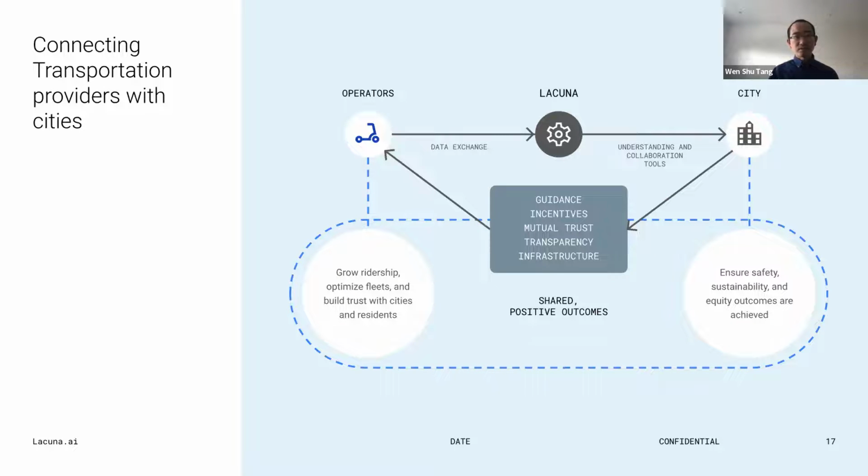On one hand, we have the operators, and those are e-bike providers. They can be taxi providers, scooter providers, last mile as well as long haul solutions, and in the future, drones and robots. On the other hand, we work with cities. We mainly work with cities in the US, at the city level and county level Departments of Transportation. These two parties have different incentives and interests, and our goal is to align those incentives to achieve a shared positive outcome.